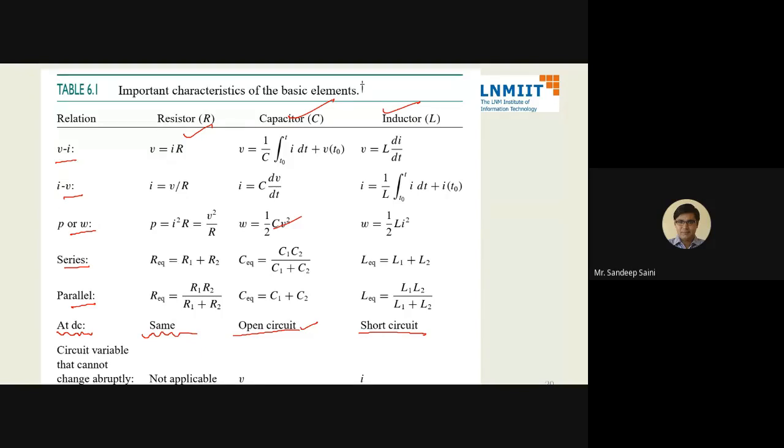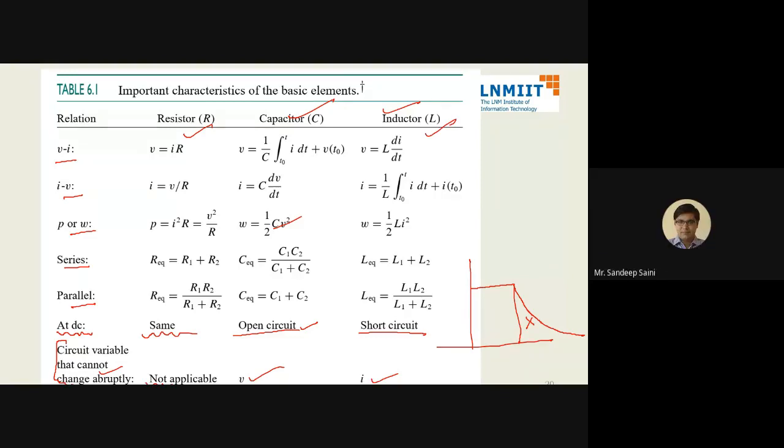And the circuit variable that cannot change abruptly: in a resistor, voltage or current, anything, can change abruptly. In a capacitor, voltage cannot change. In an inductor, current cannot change immediately. So if you are trying to say that the voltage across the capacitor is constant and immediately it will drop to zero, that will not happen. It will go like a transient effect. Is that fine? Similarly, the current across the inductor.